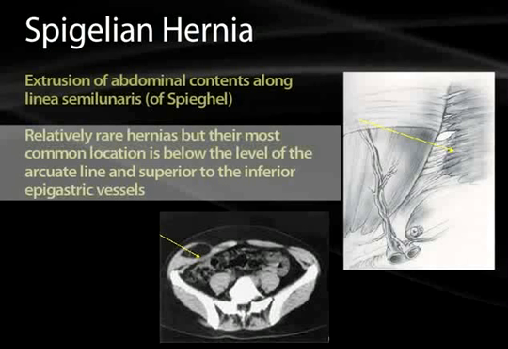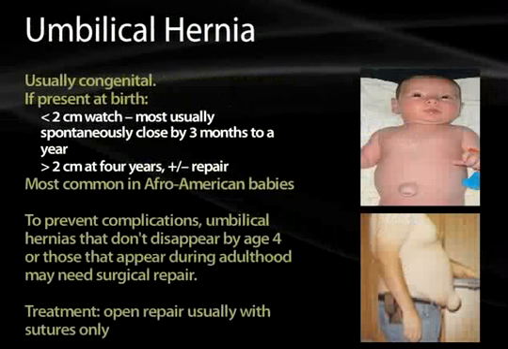Here you can see a CT of a Spigelian hernia coming through and getting in between the layers of fat and the abdominal musculature. Umbilical hernias are also going to be common and can be tested on the USMLE. They get divided out by age.